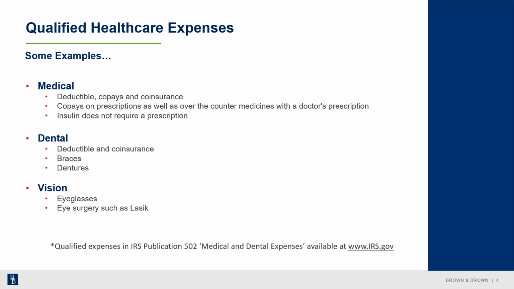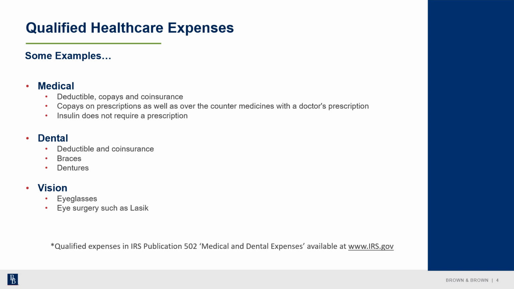Now, here are some examples of what types of claims can be run through your healthcare FSA. For medical, that can be your deductible, copays, coinsurance, copays on prescriptions, as well as some over-the-counter medicines, as long as you have a doctor's prescription for them. Insulin, that doesn't require a prescription, but it's something that can be run through your FSA.